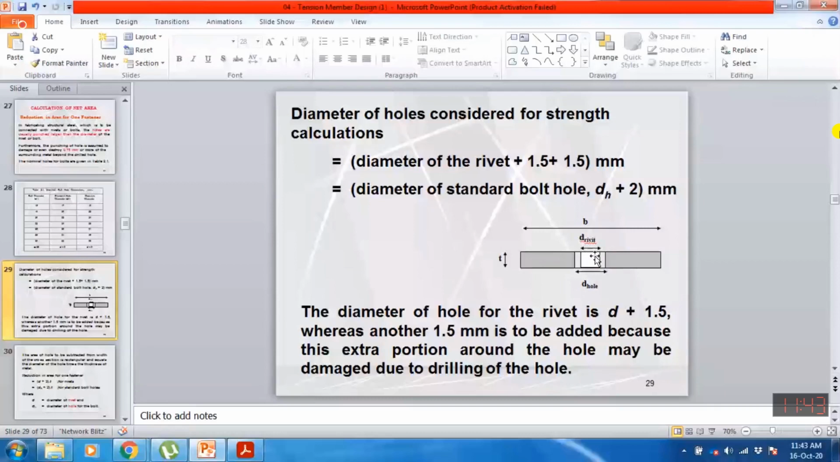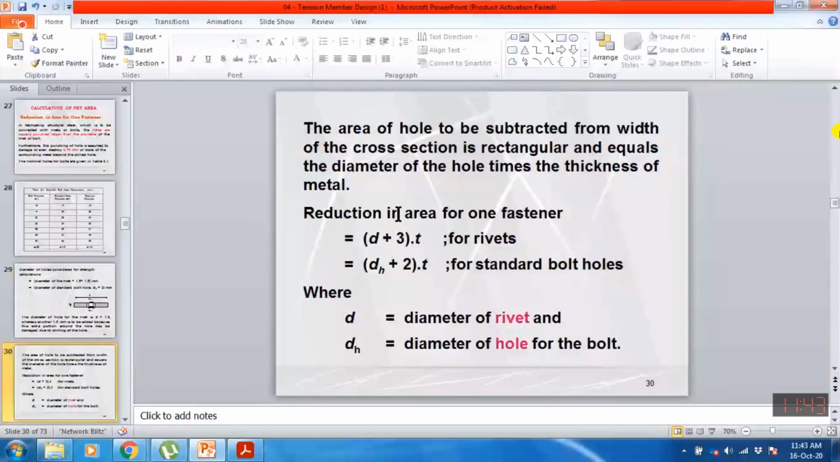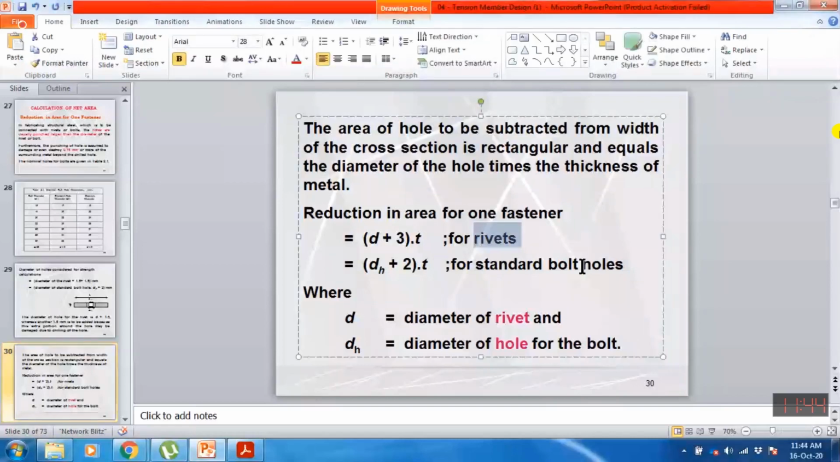So what is the formula? Reduction of the area in case of a fastener. We may have two types of fastener, maybe a rivet or maybe a bolt. So the reduction of the area will be equal to the diameter of the rivet plus 3 multiplied by the thickness of the plate. So again, I would like to explain, I will explain when we are computing this.